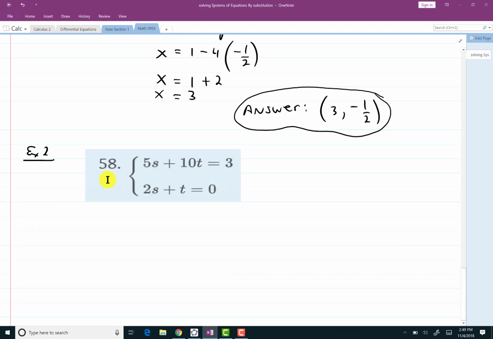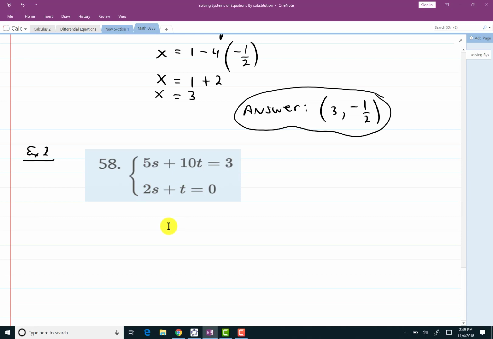For my next example, I grabbed number 58 from the textbook. Here they've decided to use s and t instead of x and y. With this in mind, it really doesn't matter what the letters are, of course, but in this process of substituting, you want to look for which of the equations might make it easier to solve for an unknown all by itself. If I look through this, no matter what I do, I'm going to have to do some sort of dividing to get s or t by itself in the first equation.